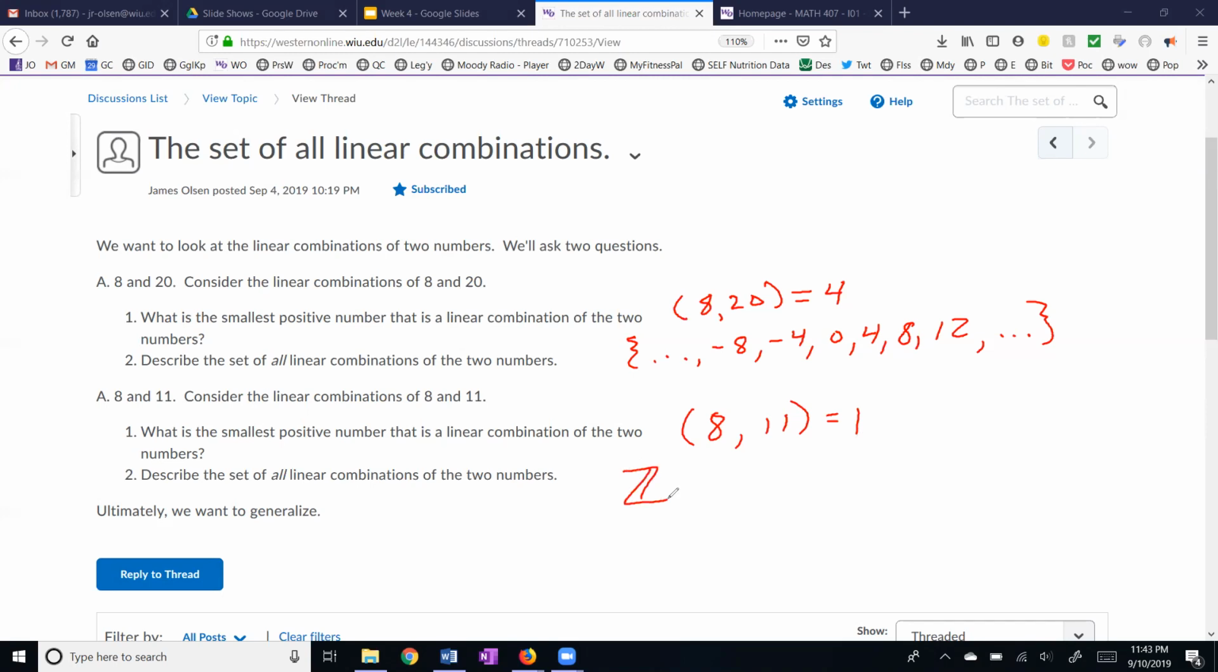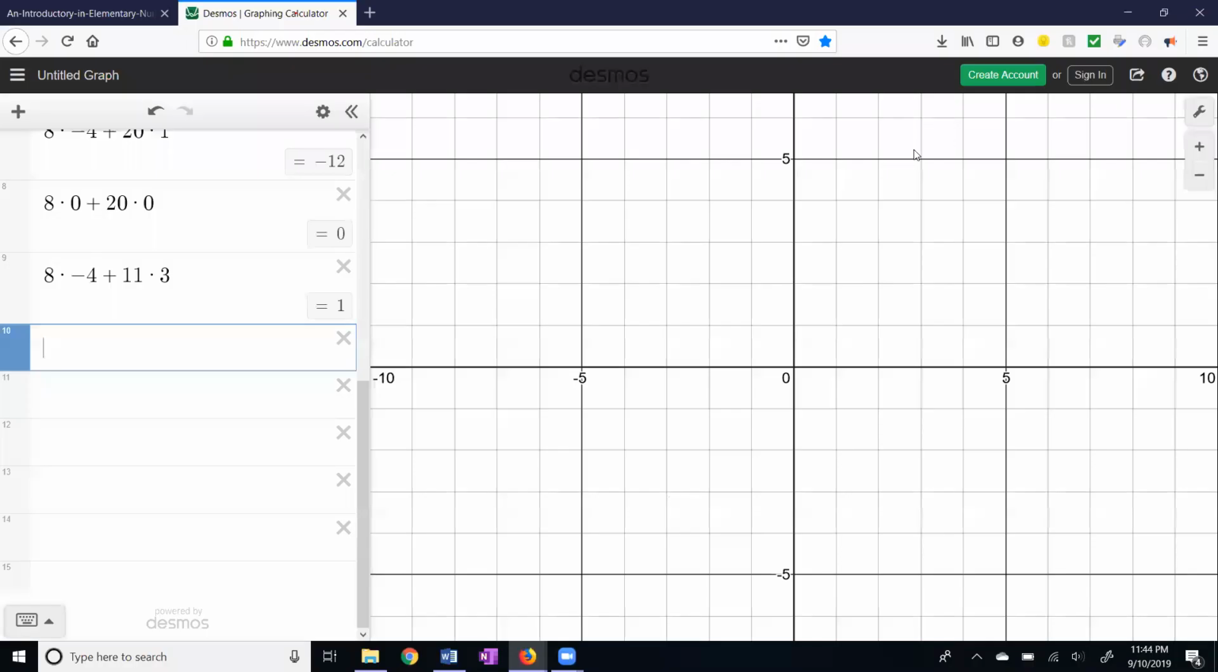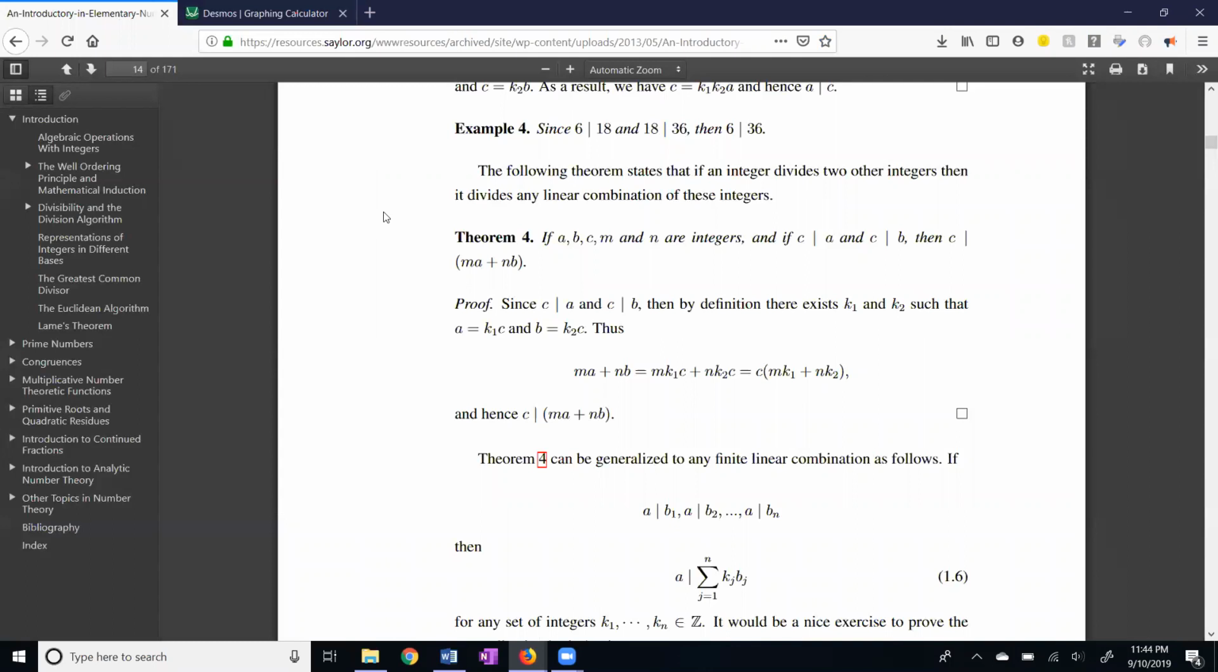We might jump over to Desmos and make sure that we can get 1 as a linear combination of 8 and 11. Here we have it. 8 times -4 plus 11 times 3 is 1. This shows that they are relatively prime. There will be other linear combinations that give 1. So I hope you're seeing that linear combinations are key here. Now I'd like to go forward. This Theorem 4 is a 3-star theorem.